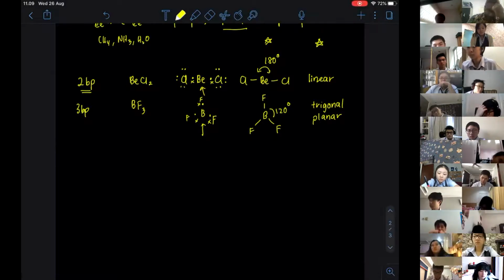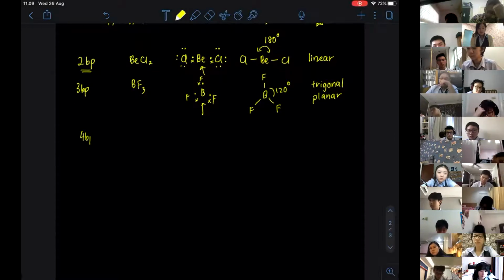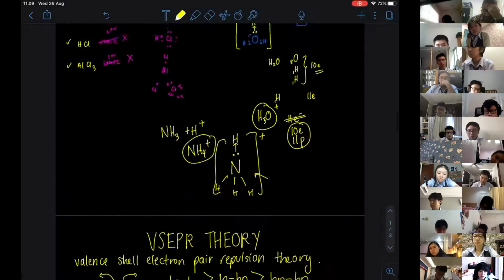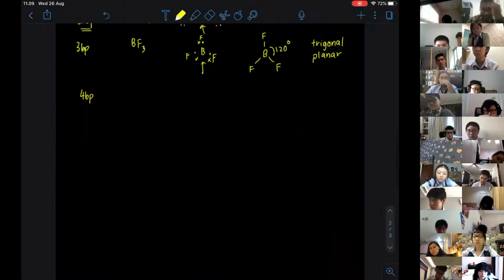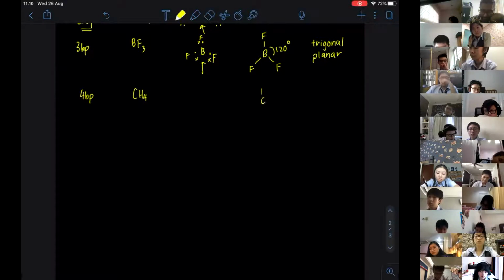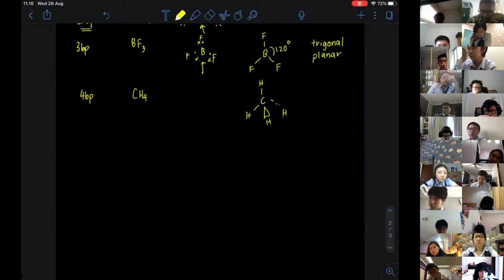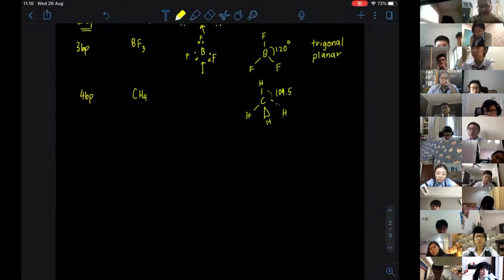Let's go on with 4 bonding pair, which we already learned just now. I will write it down again. With 4 bonding pair, the one we have learned is CH4. If I draw, C, H, H, something like this. The bond angle is going to be 109.5. The shape, we don't call it tripod stand. We call it tetrahedral.